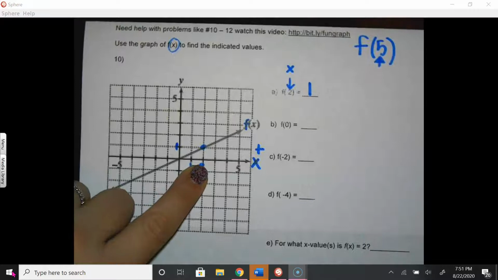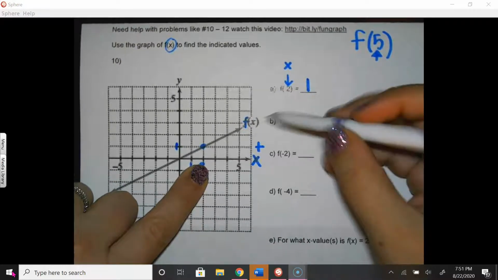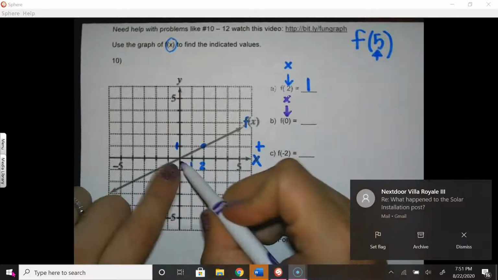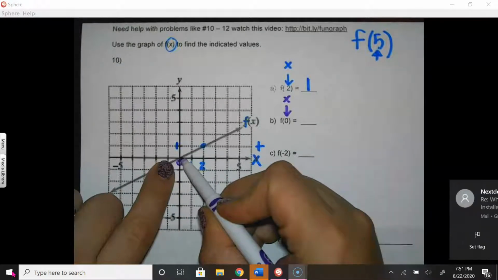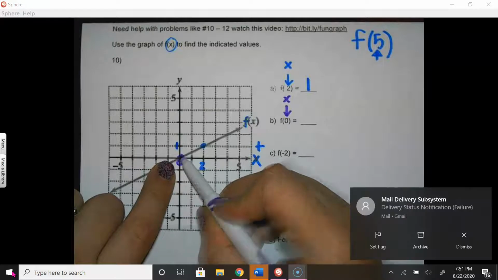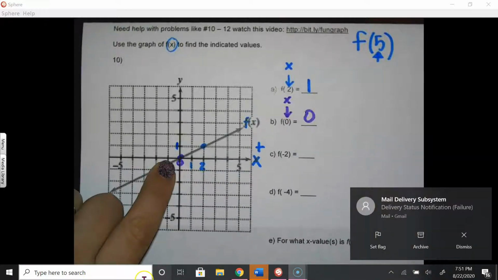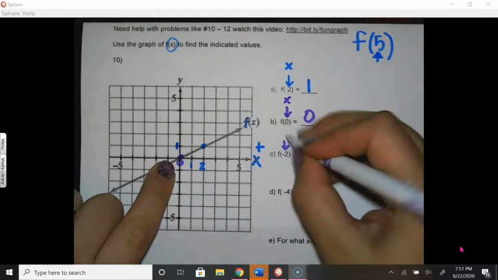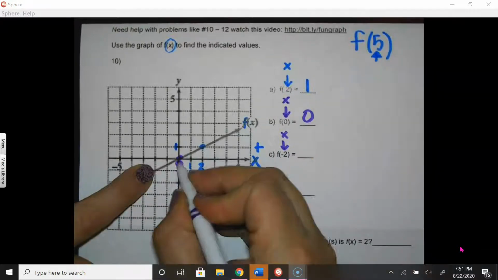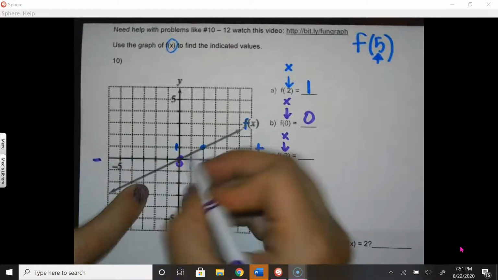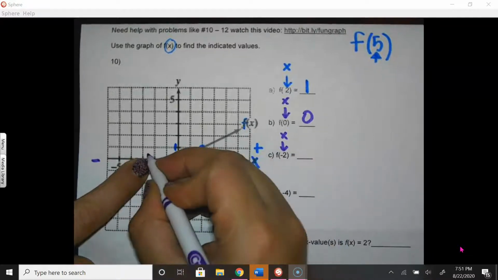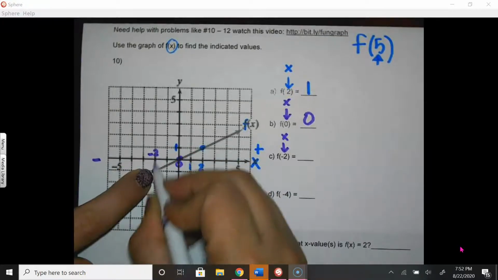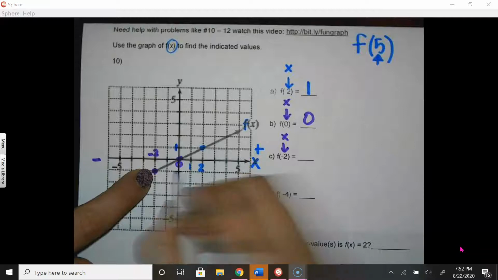Okay, so now number 10b here. So this is the x value. So we go to the x-axis, we go to 0, and then the y value is right here at 0. Okay, the next one is telling us that x is -2. So we're going to go to the negative side of the graph and go to -2, so right here. And the y value on the graph when x is -2 is right here at -1.